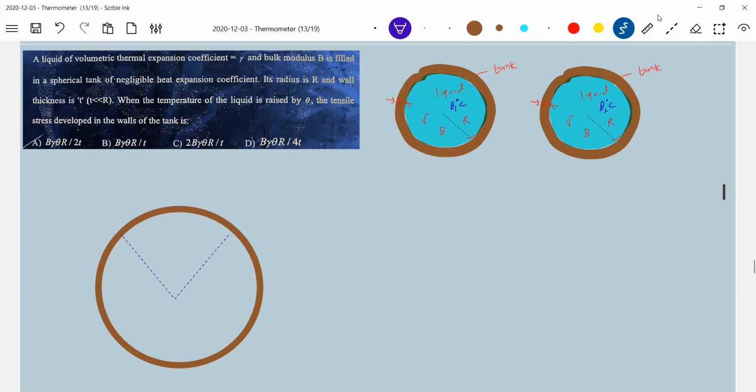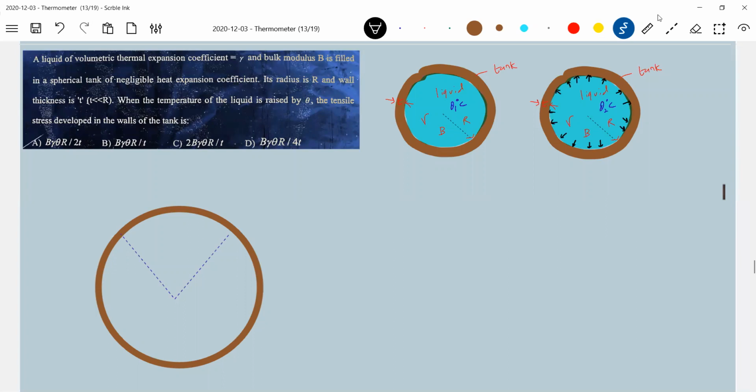When you raise the temperature, the liquid wants to expand, but the tank will not permit it. Will there be any force exerted by the liquid on the tank? Yes. How will it exert force? It will exert force radially outward. These arrows here show it. The liquid will exert force on this tank radially outward.